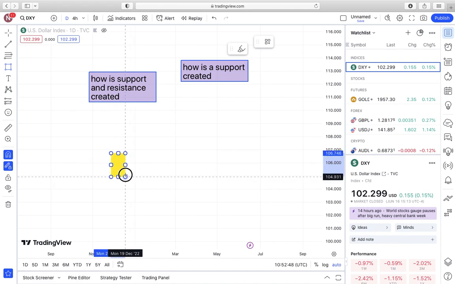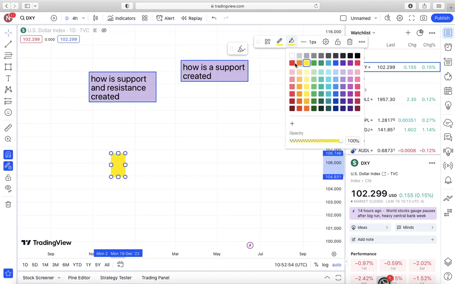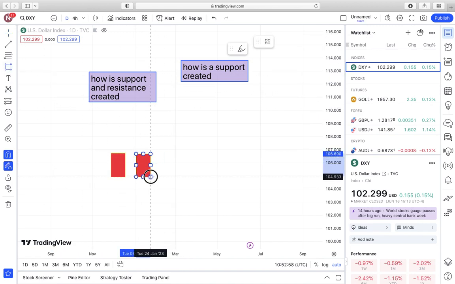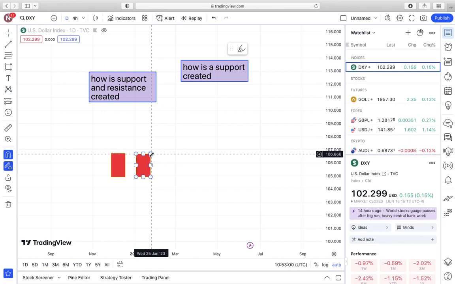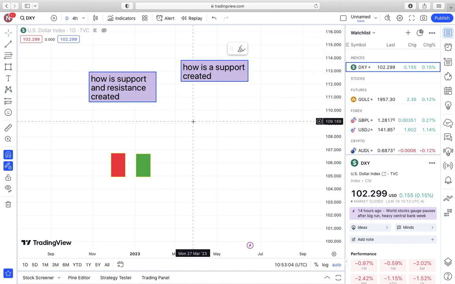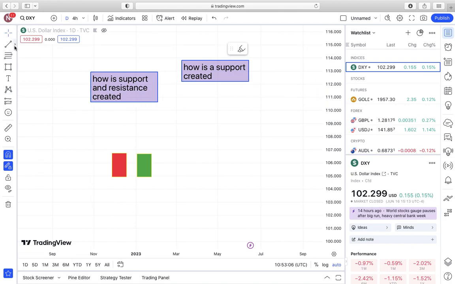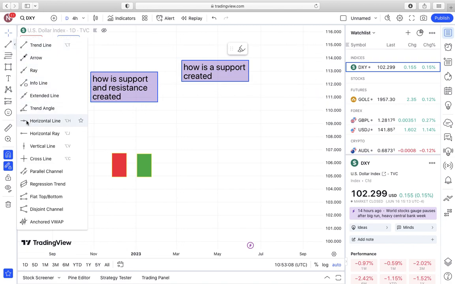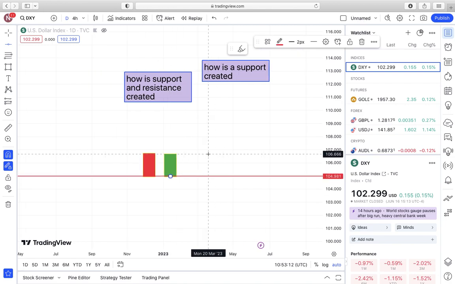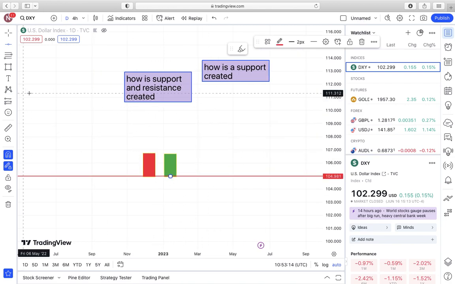The support is created when you see a red candle formed, followed by a green candle. Guys, it is very simple as that. Some people have complicated forex, and forex is very easy. Even a class 8 dropout can trade forex, if you are talking about Kenya.